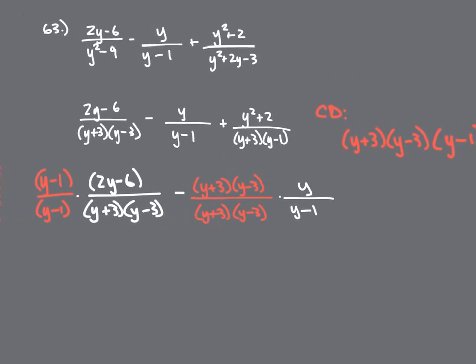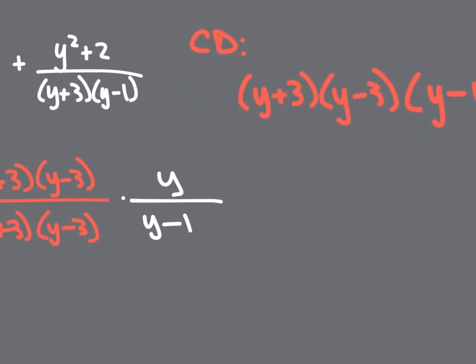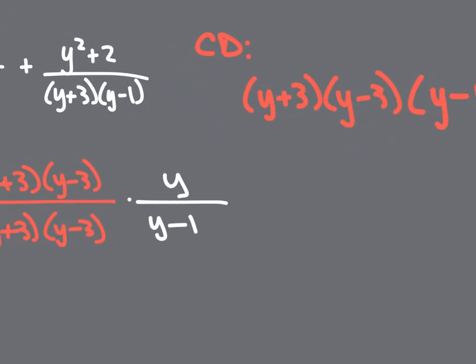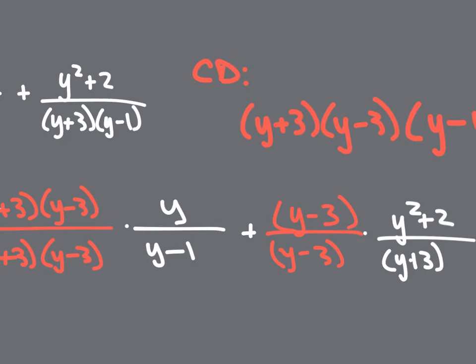Now, this last factor, the only thing that's missing here is my (y minus 3) factor, okay? And so I want to multiply top and bottom by (y minus 3). So let's put a plus sign here. And we're going to do (y minus 3) over (y minus 3). And we're going to multiply that by (y squared plus 2) over (y plus 3) times (y minus 1).